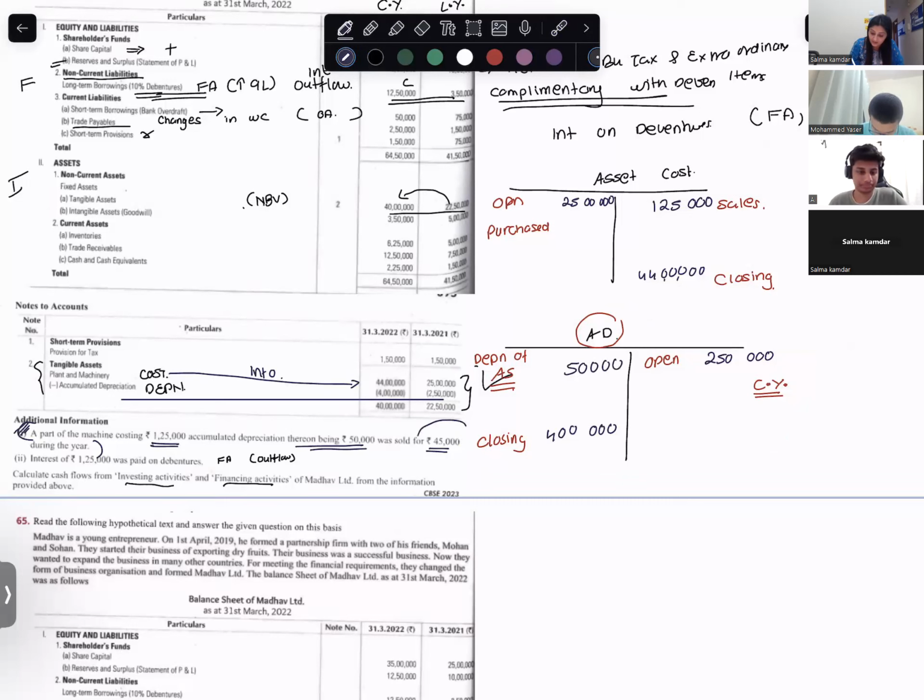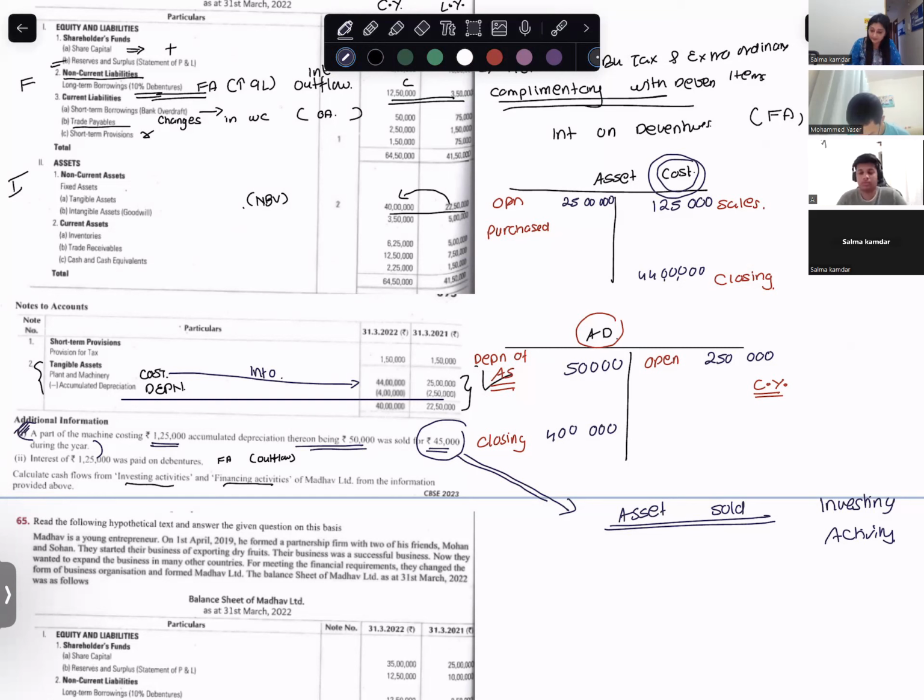Asset is sold for how much? 45,000. Asset sold is which activity? Investing activity. But remember, here I'm making the asset account at cost because I have been given the cost separately. Yes, ma'am.